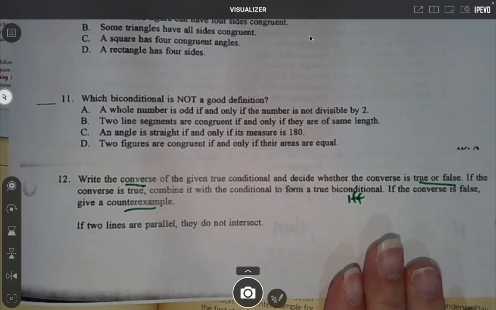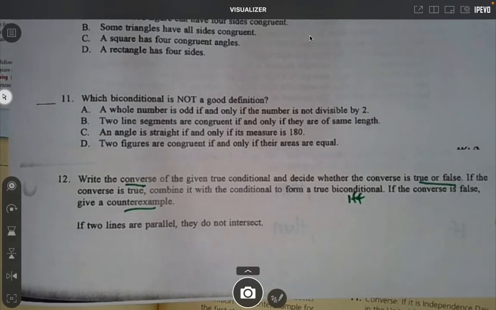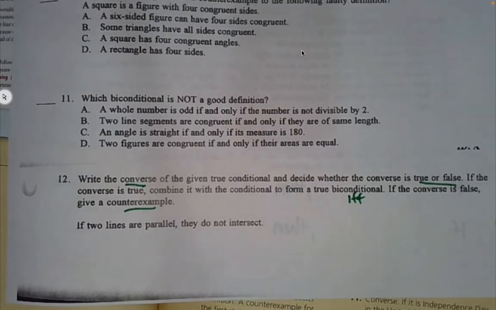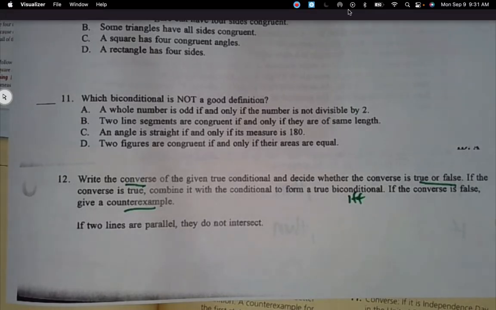Sounds like a foreign language, doesn't it? If and only if, biconditionals, counterexamples. It doesn't even sound like math. I promise y'all, once we're done with this chapter, all this type of stuff is over.